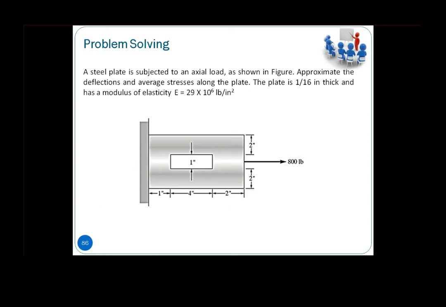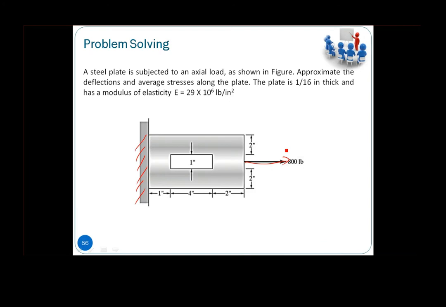So you have a thickness of 1/16 inch and a modulus of elasticity, or Young's modulus, as the material property here, which is 29 times 10 to the power 6 pounds per inch square. So here is fixed, and here is loaded with 800 pounds, right?